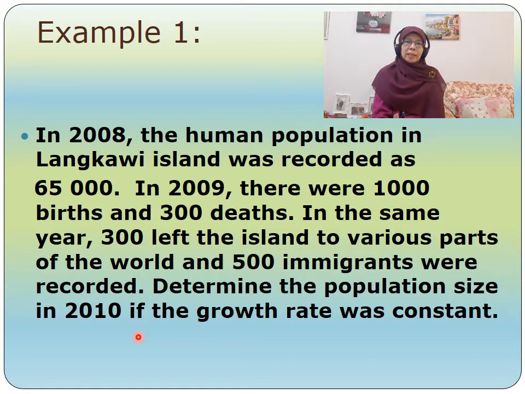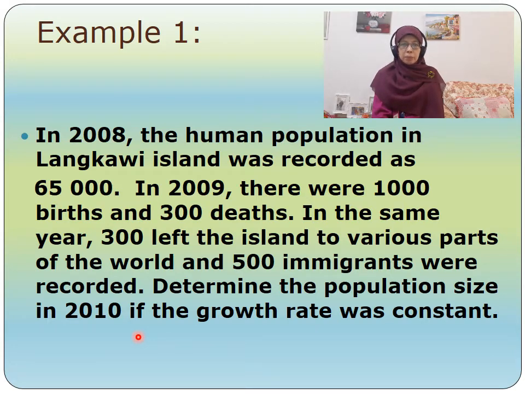Alright, next we're going to take a look at how to calculate the population size in the first example that we have here. Example 1: in 2008, the human population in Langkawi Island was recorded as 65,000. In 2009, there were 1,000 births and 300 deaths. In the same year, 300 left the island to various parts of the world and 500 immigrants were recorded. Determine the population size in 2010 if the growth rate was constant.